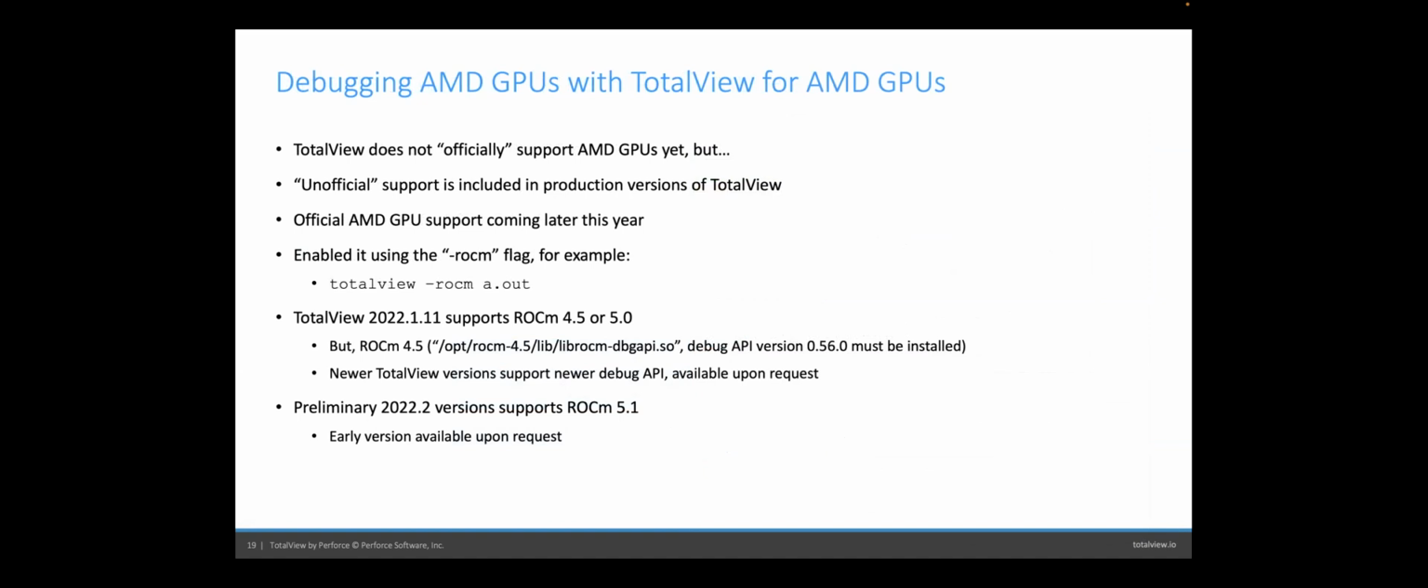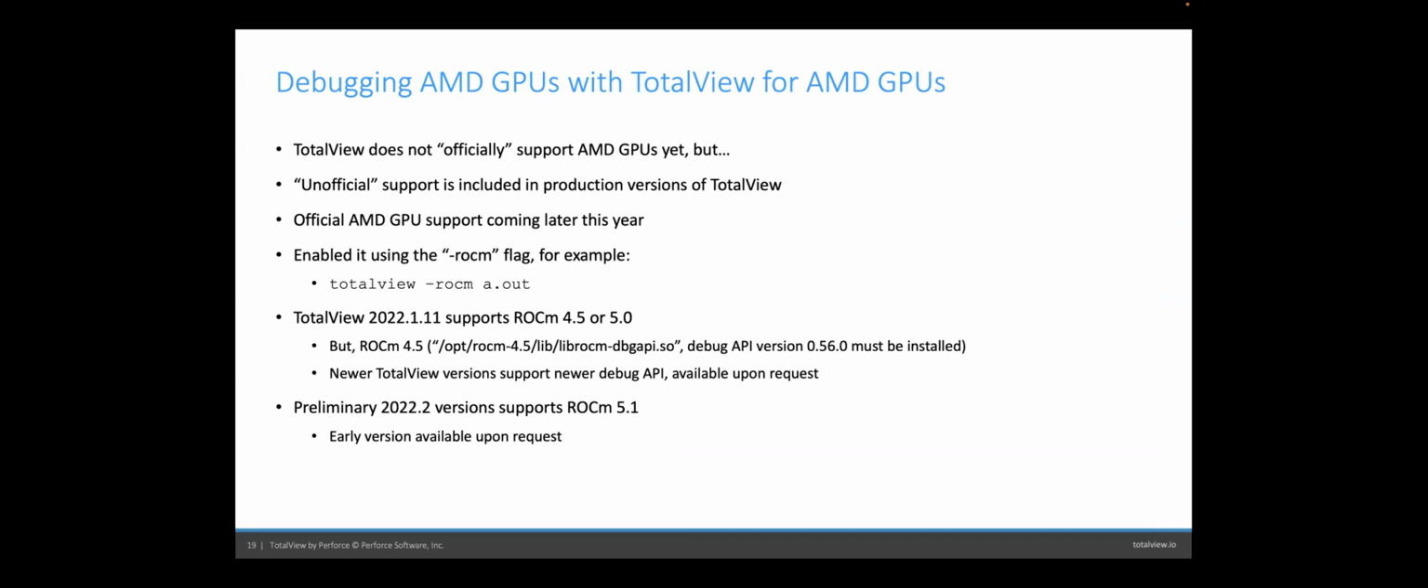So right now, like I said, we don't officially support debugging, but the capabilities are in TotalView. You can activate this by just using the -ROCm command line argument on TotalView when you start an application that's been built for running AMD GPU code. It's very simple to do. Official support will come out later this year, but we continue to add capabilities each release of TotalView.